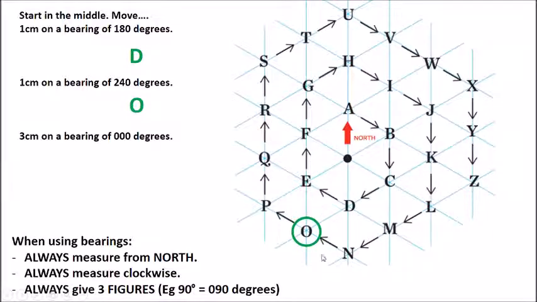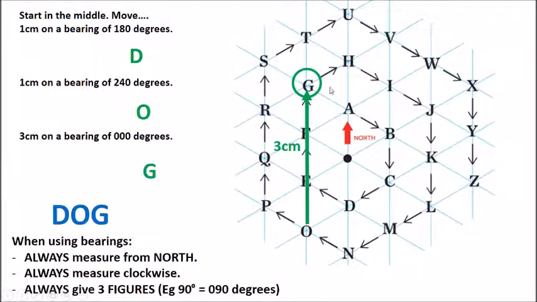I'm on the letter O, and I need to travel 3 centimeters on a bearing of 0 degrees. Well, 0 degrees is easy because, with bearings, I start facing north, and if I'm turning no degrees, I just don't turn, I'm just going north. So north is 0 degrees. And if I'm travelling 3 centimeters, I need to go up 3 lengths of these triangles. So I'm actually going to go this far, and that puts me on G. So my code was the word dog. I'm just keeping it to simple 3 or 4 letter words today. So the code was dog.